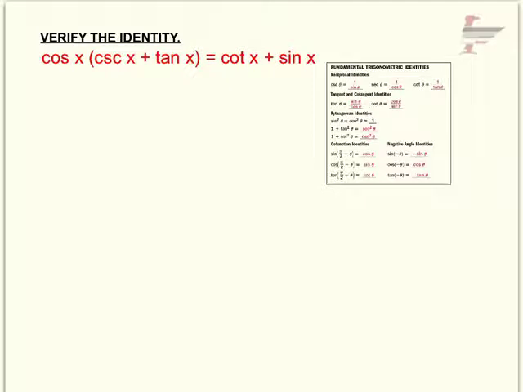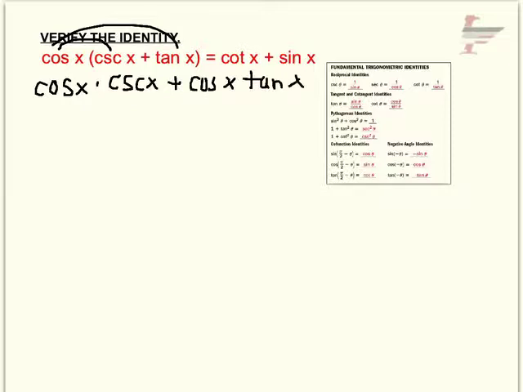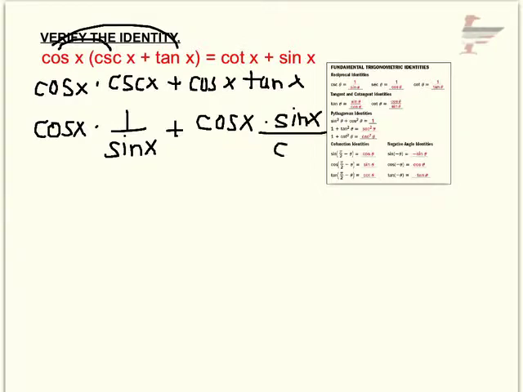Alright, this last one to verify, I'm going to, again, work on the left-hand side. I'm going to distribute the cosine through, so I'm going to have cosine x times cosecant plus cosine x times tangent, and I'm trying to get to this, so keep that in mind. I didn't really leave a lot of room. So I'm going to change my non-cosine functions into cosines and sines. So I have cosine x times cosecant is really 1 over sine, and tangent is sine over cosine.